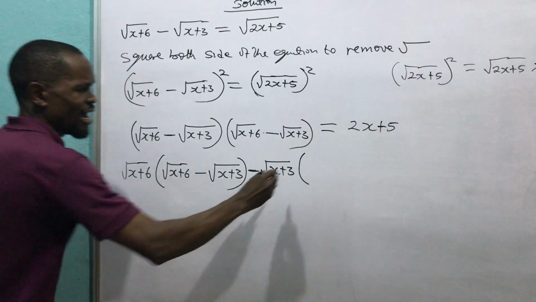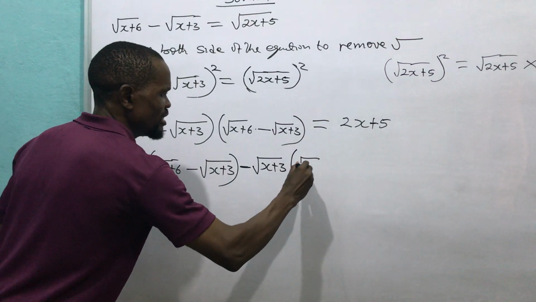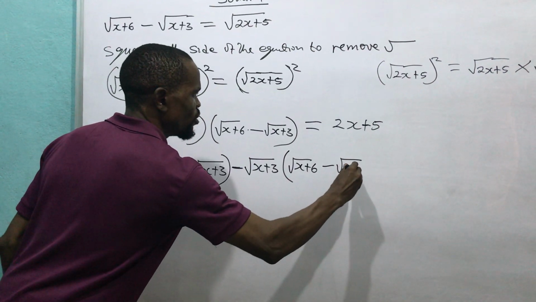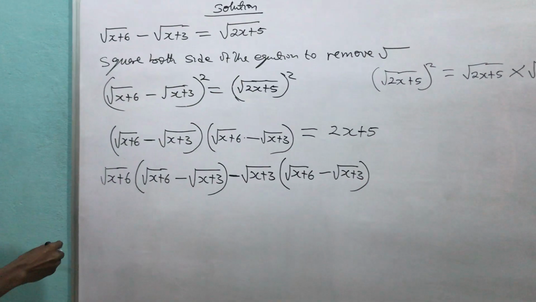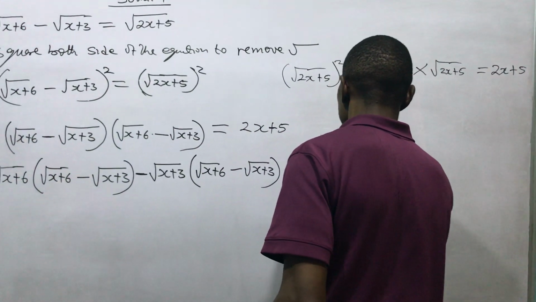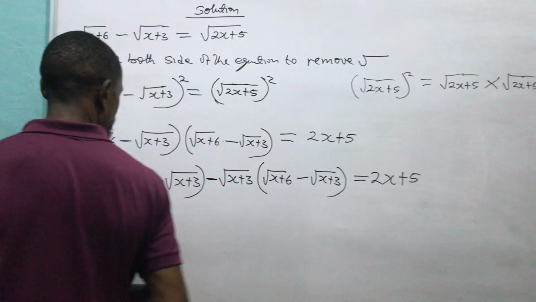Which will I enter? I will have x into this plus what? 6, minus the root, into this plus what? 3. I close. Have you seen it? And this is equal to 2x plus what? 5. I think you are following what I'm doing.